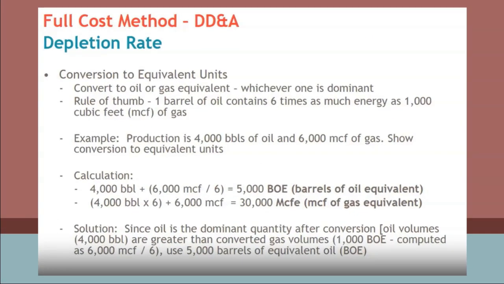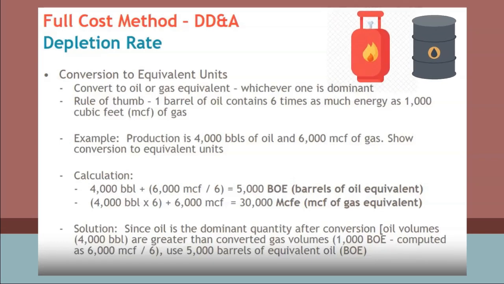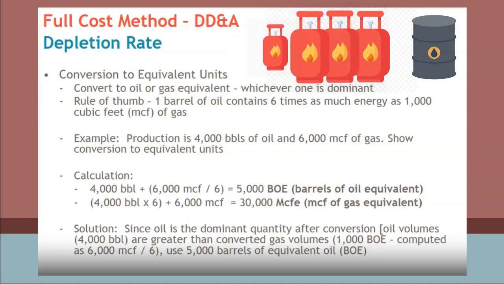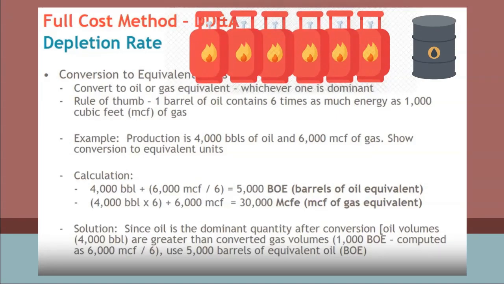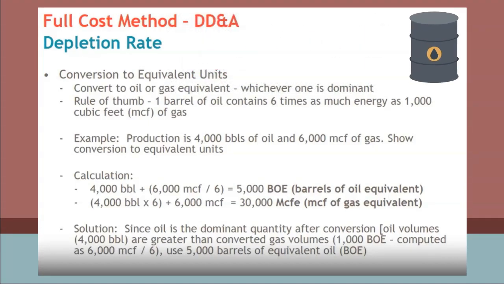Okay, so let's get into the conversion to equivalent units. This is the situation where you've got oil, you've got gas, and there's other NGLs, and so forth. But for now, we're just going to pretend there's oil and there's gas. So we've got barrels of oil, MCFs of gas. We need to figure out which unit is the most significant, which one is dominant. The rule of thumb here, which is very important, is 1 barrel of oil contains 6 times as much energy as 1,000 cubic feet of gas. So there's your equivalent unit there.